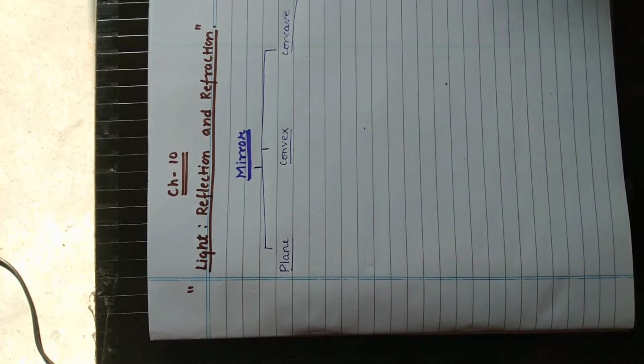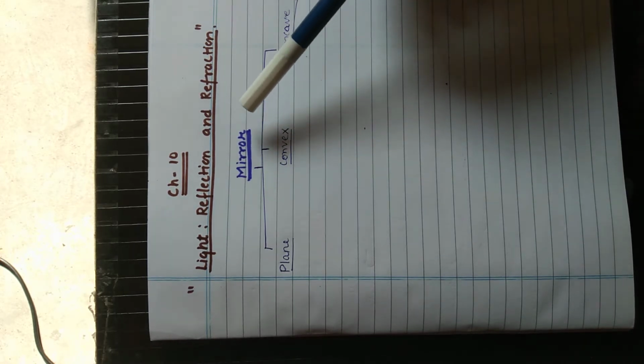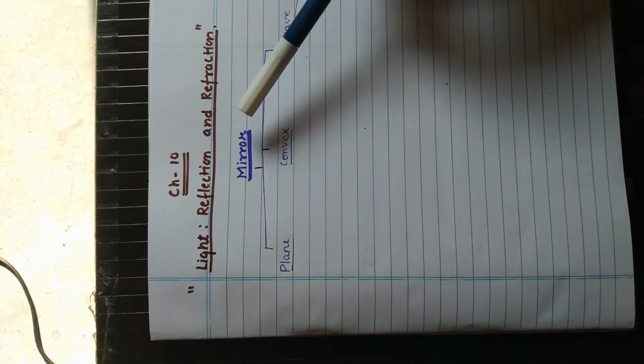Hello students, today we are going to start the next chapter, chapter number 10, light reflection and refraction. So what is light? Light is actually a form of energy which makes everything visible to us. Before going through the chapter, we will discuss the topic of mirrors.